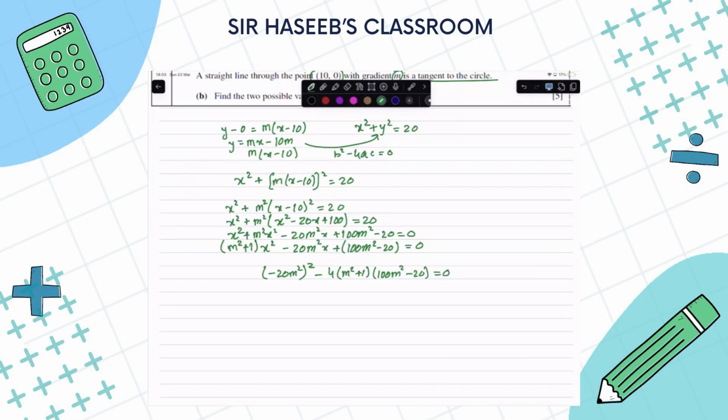So ये जाएगा क्या? 400 m power 4 minus 4 into 100 m power 4 minus 20 m square plus 100 m square minus 20 equals 0. Get it?